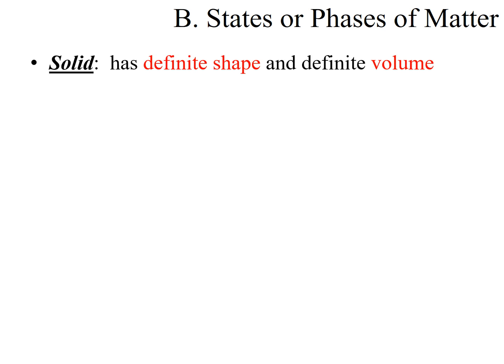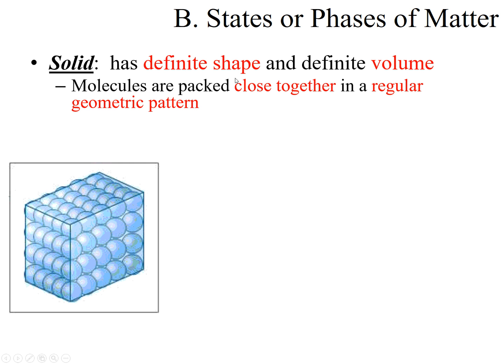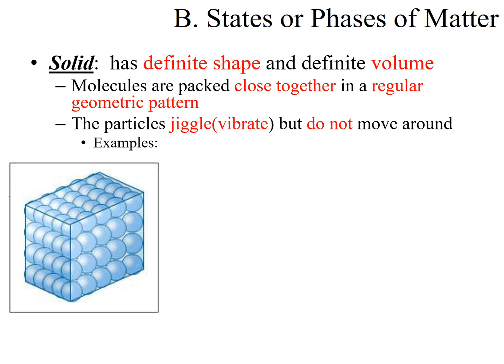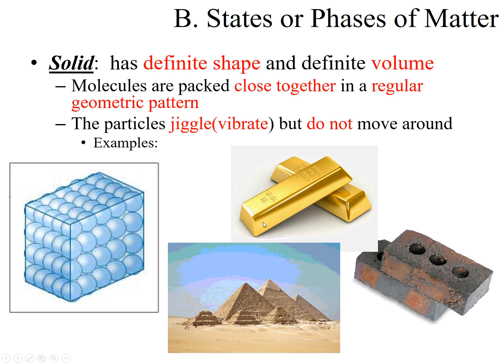So, the states of matter. Solids have definite shape and definite volume. The molecules are closely packed, and they're in a regular geometric shape and a pattern. They wiggle and vibrate. So they do move, but not around. They can't move from place to place. They just vibrate in their one spot. And you can't tell that it vibrates because the atoms are so tiny. So you don't see that the molecules are vibrating.